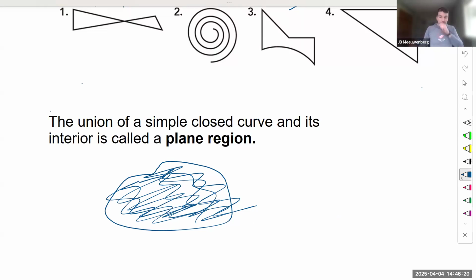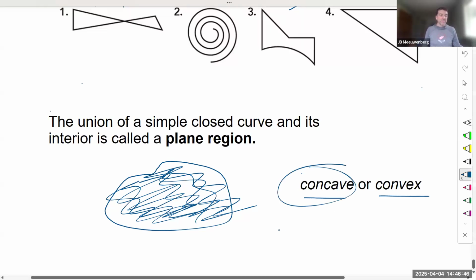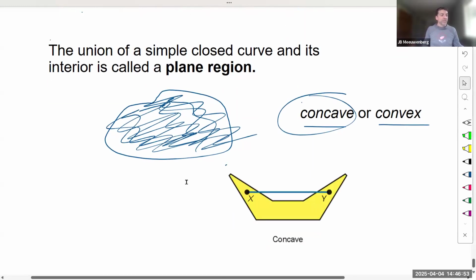Now, a plane region can be classified two different ways. It can be concave or it can be convex. So, what did those terms mean? Do you already know? If we want to be really mathematically precise, we can do that, but I always just like to think of something that's concave as something that's caved in. So I might look at this picture right here, and I note that it has a section that goes in.